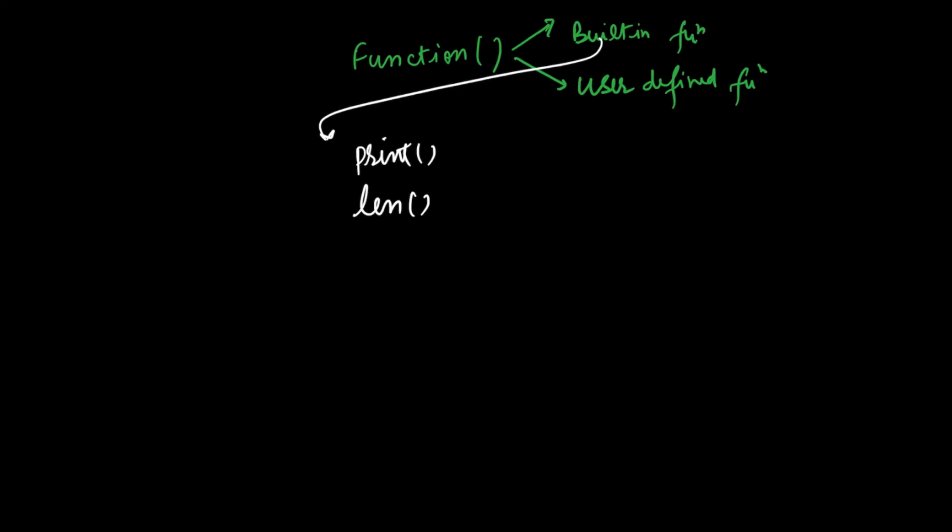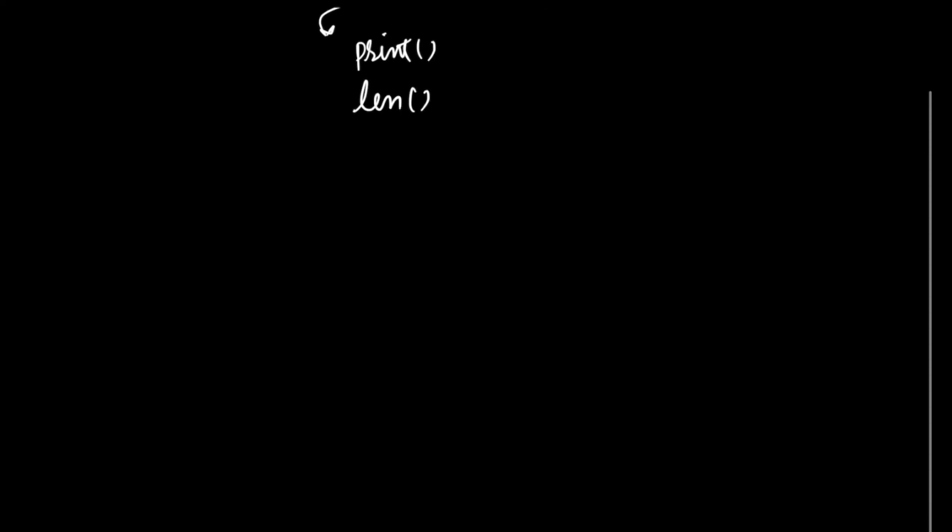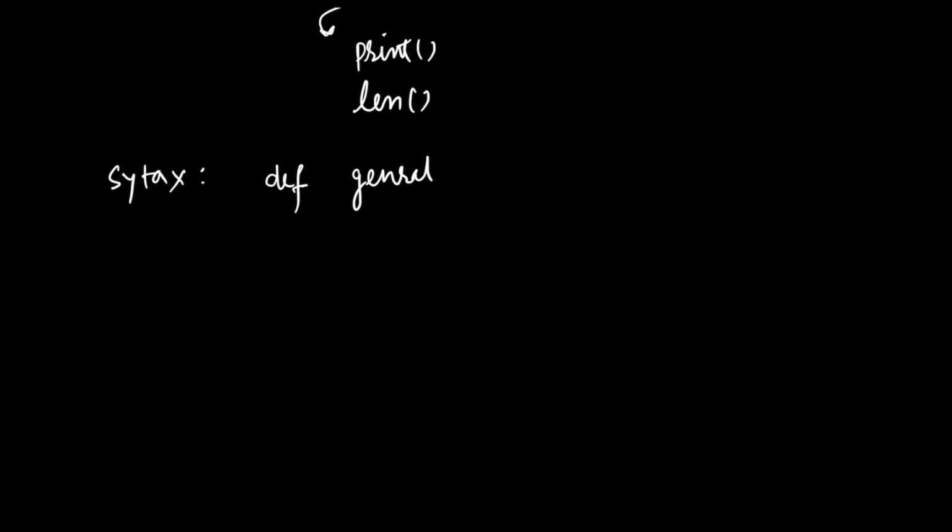And why do we need functions? Suppose we want to repeat one task again and again, then we don't want to write the code for that again and again. What we do is define that function and call it whenever it is required. I'll show you how. The syntax for the function is def, after that the function name, so I'm giving general, then parenthesis and colon. Let me show you the flow chart of a function.